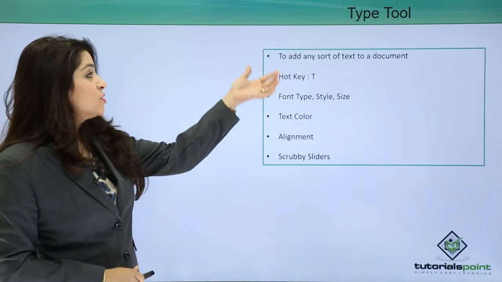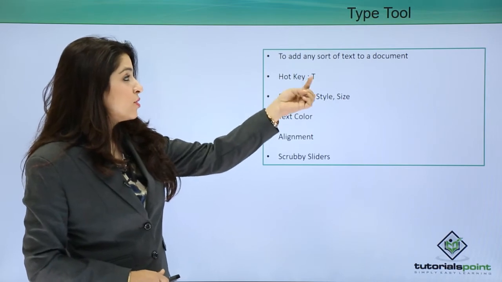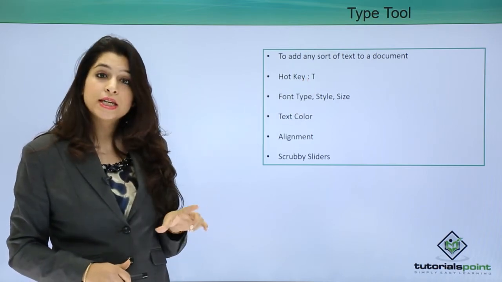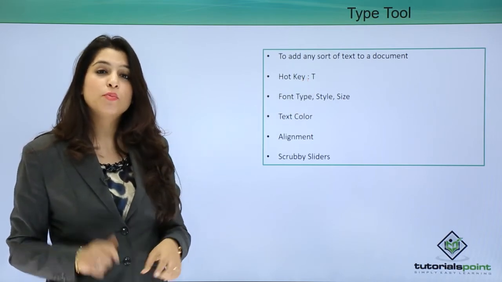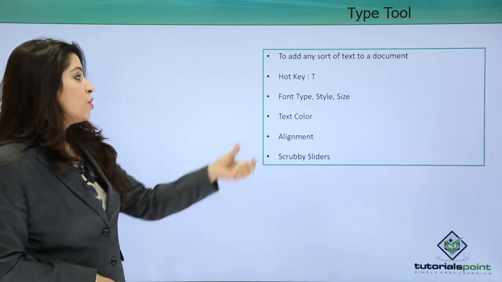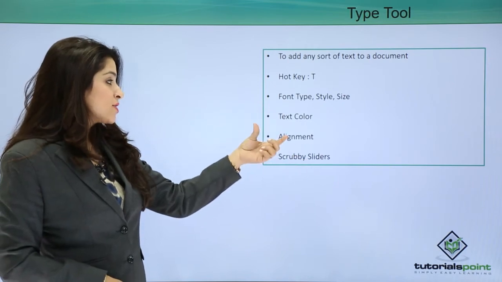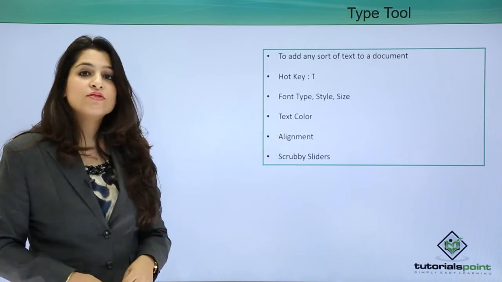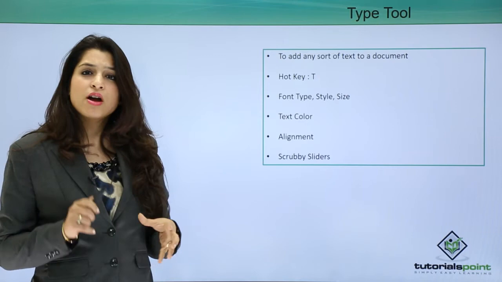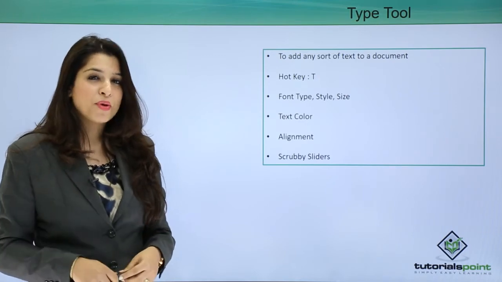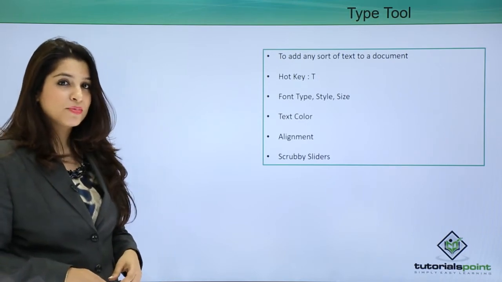The type tool is basically used to add any sort of text to a document. Its hotkey is T, so when you press T on the keyboard, this tool is activated. We can change the font type, the style and the size, the text color, alignment, and the scrubby sliders. Scrubby sliders are so cool. We will see them when we start Photoshopping in the type tool.